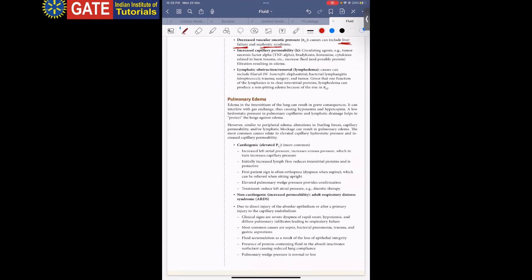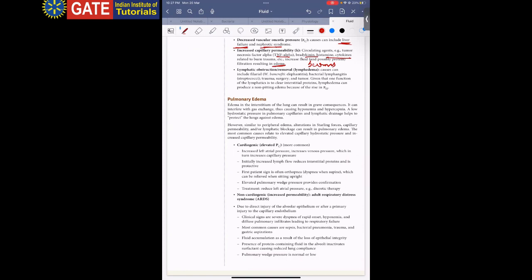Now, increased capillary permeability is seen with lots of agents like various cytokines, like tumor necrosis factor alpha, with bradykinin, with histamine, with the cytokines related to brain trauma, and patients with burns also have increased capillary permeability. All of them can cause an increased filtration or increased capillary permeability resulting in the edema.